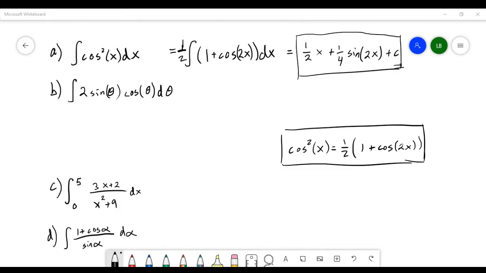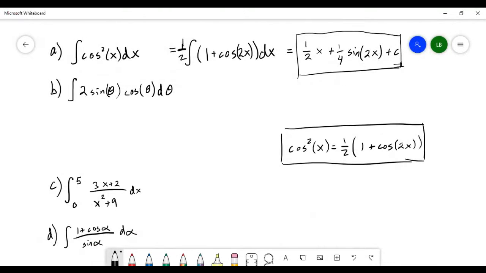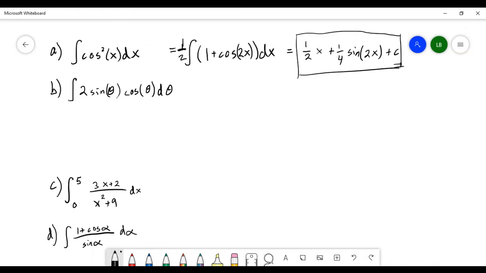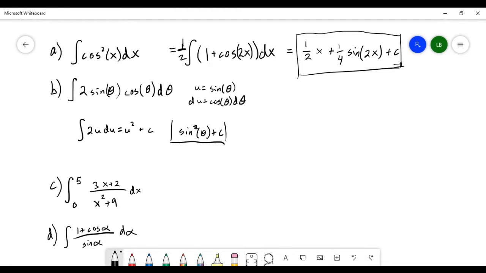Cool. As far as part B, there are actually a few different options we have for integrating. We could, of course, just go ahead and let u equal sine of theta. The du would be cosine theta d theta. So we would have the integral of 2u du, so that's u squared plus c, and we would get sine squared theta plus c as our answer. That's one way we could solve it.